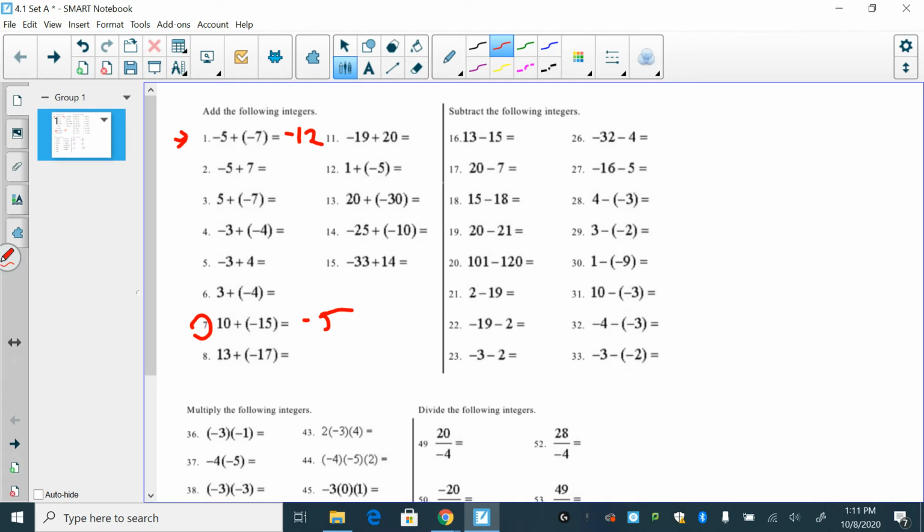Okay. Let's look at the subtracting ones. So remember, subtracting is different than a negative sign. So for 16, you're going to use subtract. So it's 13 subtract 15, you're at -2.